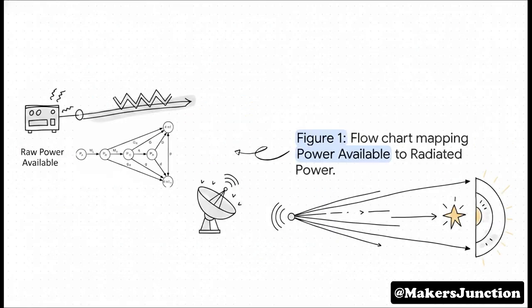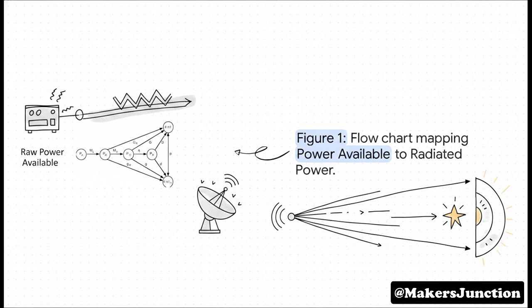Okay, now let's trace the journey of a signal. It's a bit of a process, but it maps out perfectly. Starting at the source, we have the raw power available from the generator. But as that signal moves forward, we hit reality. We encounter impedance mismatch factors, and we get down to the actual power accepted by the antenna.